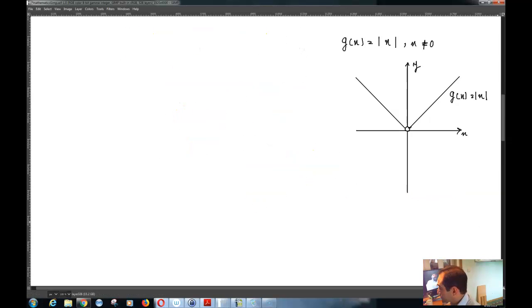So now what we have is this situation: g of x is equal to the absolute value of x, and x is not equal to 0. Now consider this situation over here. You see that g of 0 is not defined in this function.